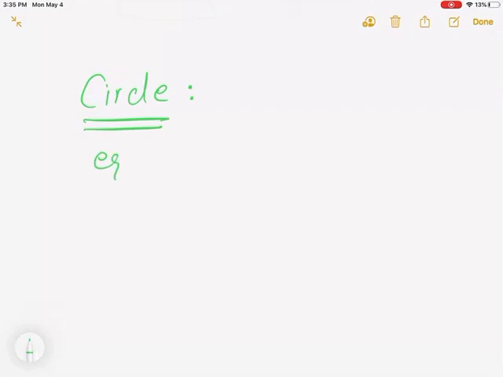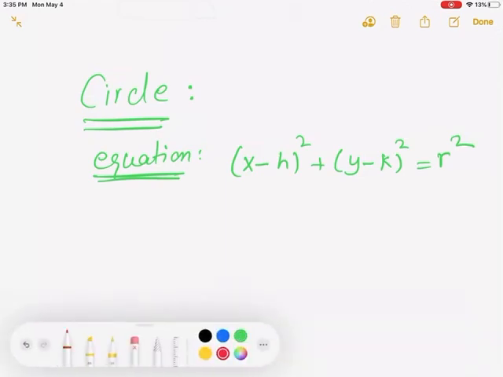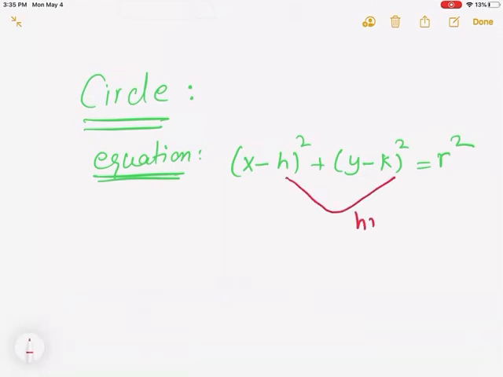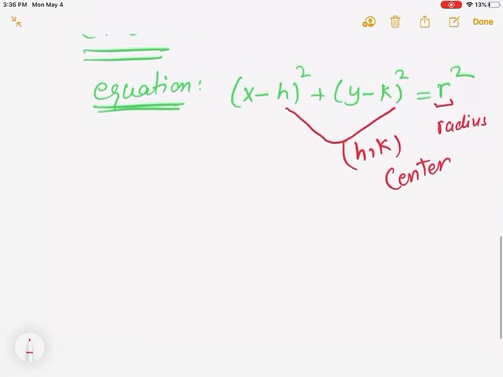First thing, how do we write the equation for a circle? This is how we write it: (x minus h) squared plus (y minus k) squared equals r squared. This is the circle's equation, and the h and k in this equation are the center point. That's the center of the circle. And r, on the other side, is the radius of the circle. Let me show you an example.